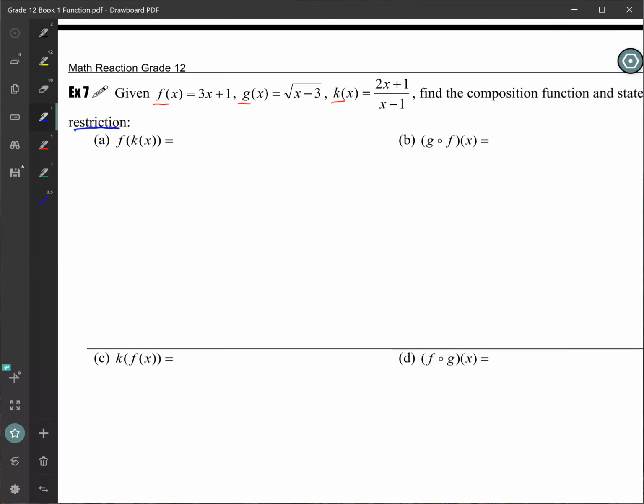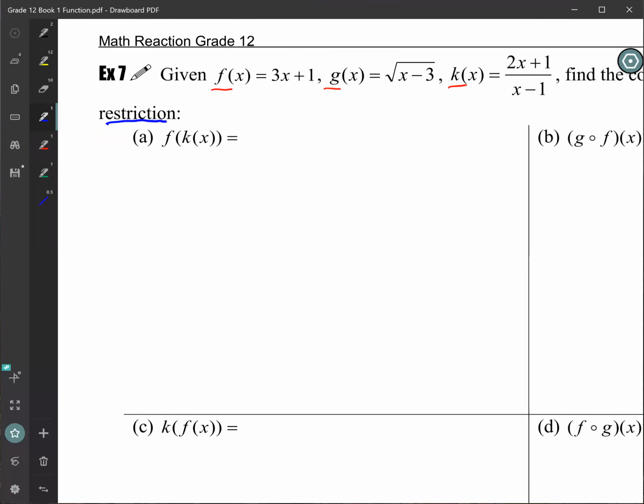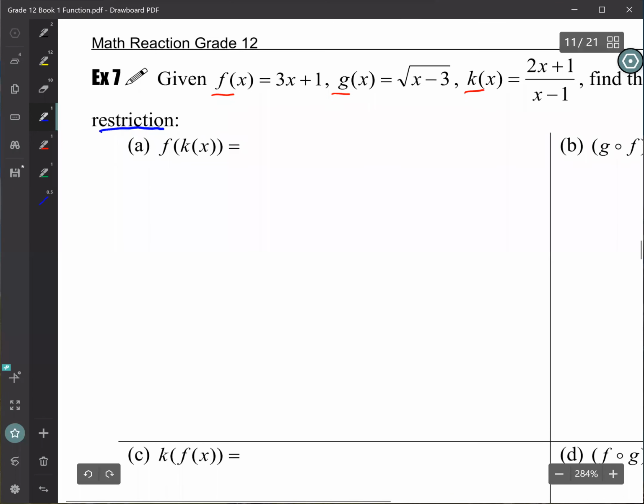So if you got an answer, please raise your hand. We'll go over this together. Don't forget to write the restriction, okay? If there's any restriction, think about denominator.